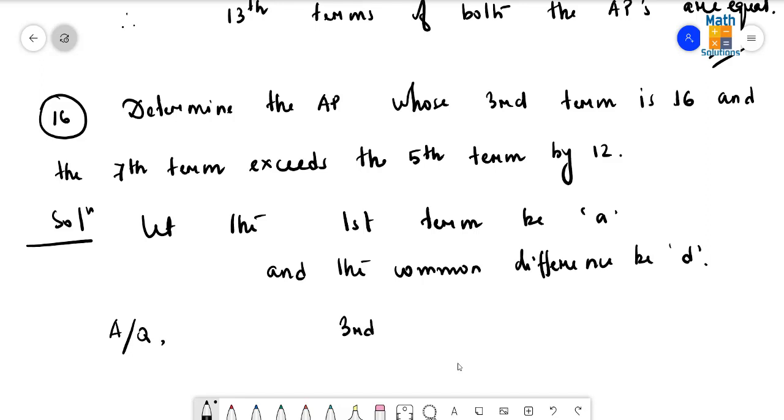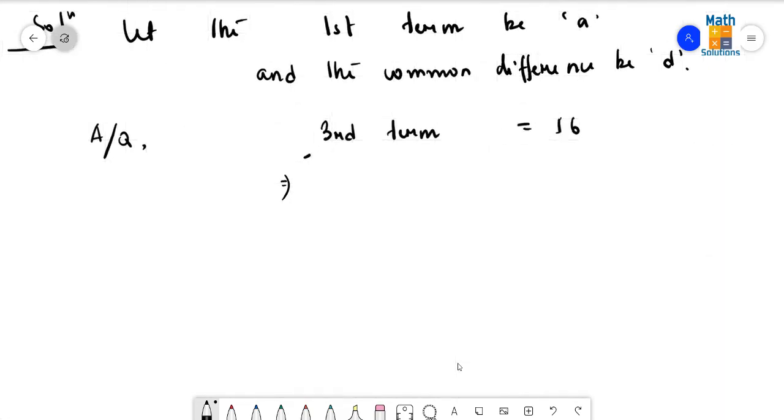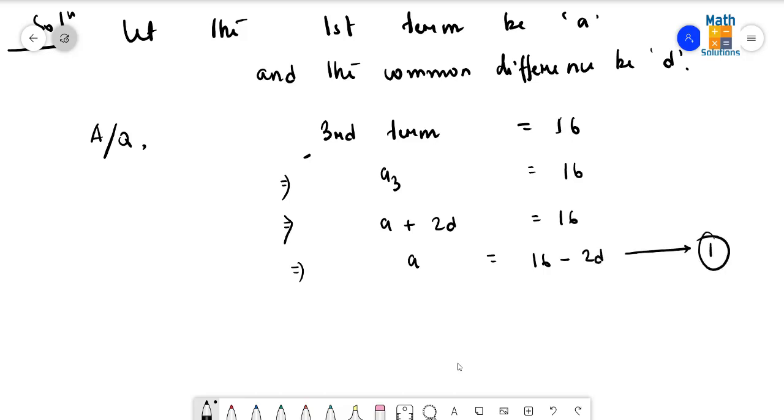After this, what shall I write according to the question? Third term is equal to 16, and then after, what can we write? This implies A3 is equal to 16. That means A plus twice D is equal to 16. So out of this, I can take out the value of A in terms of D for future use. Let us mark this as 1.